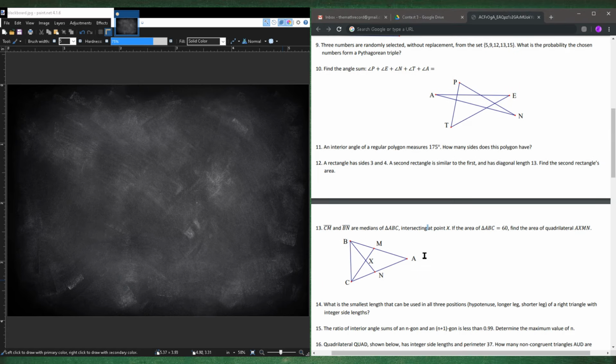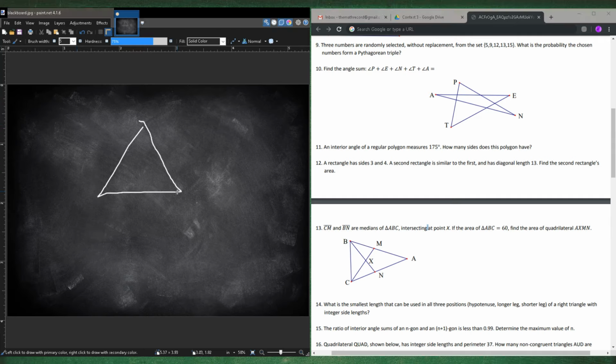Number 11, an interior angle of a regular polygon measures 175 degrees. How many sides does the polygon have? So basically, if they give me an interior angle, I'm just going to look for the exterior, because if they're asking for the number of sides, then what you do is interior plus exterior has to be 180 degrees. Because think about it, an interior angle would be, let's say, a triangle. This would be the interior angle, so this angle. An exterior angle would be the other one, the other side, basically. So that's where we're going to look.